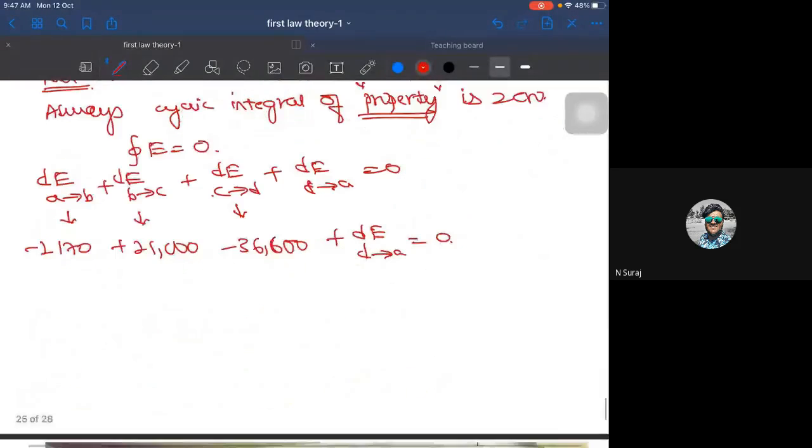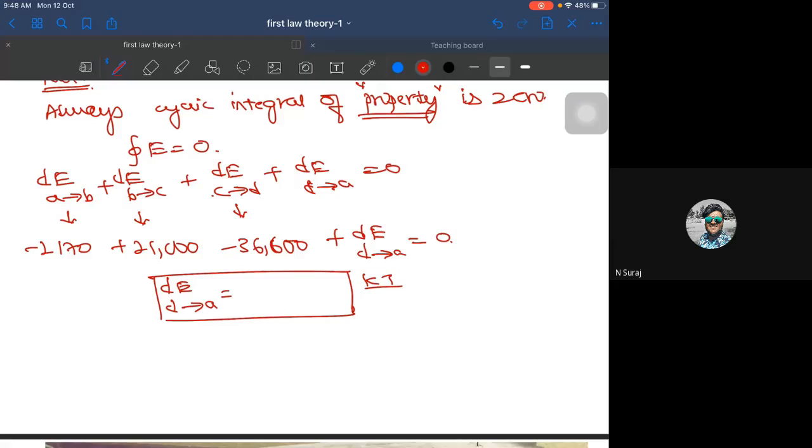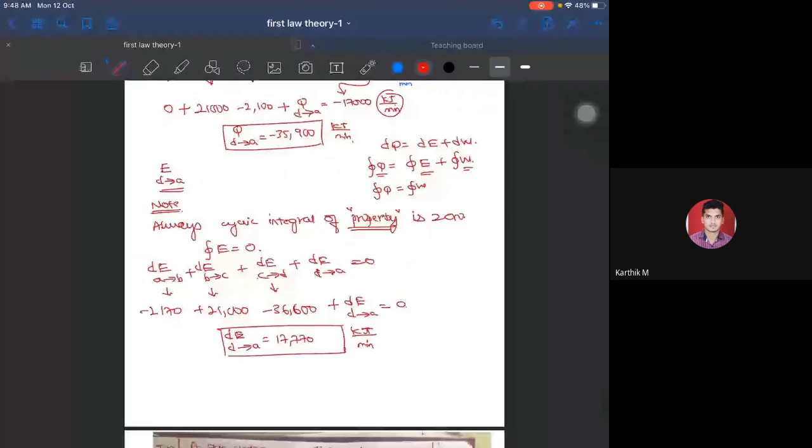So just give me the value. This will also be in kilojoules per minute. See, units are very, very important. Be careful. 17,770. Okay, positive value. Yes, sir, positive value, 17,770. Okay, fine. So kindly just update me the value so that I can update it back here.